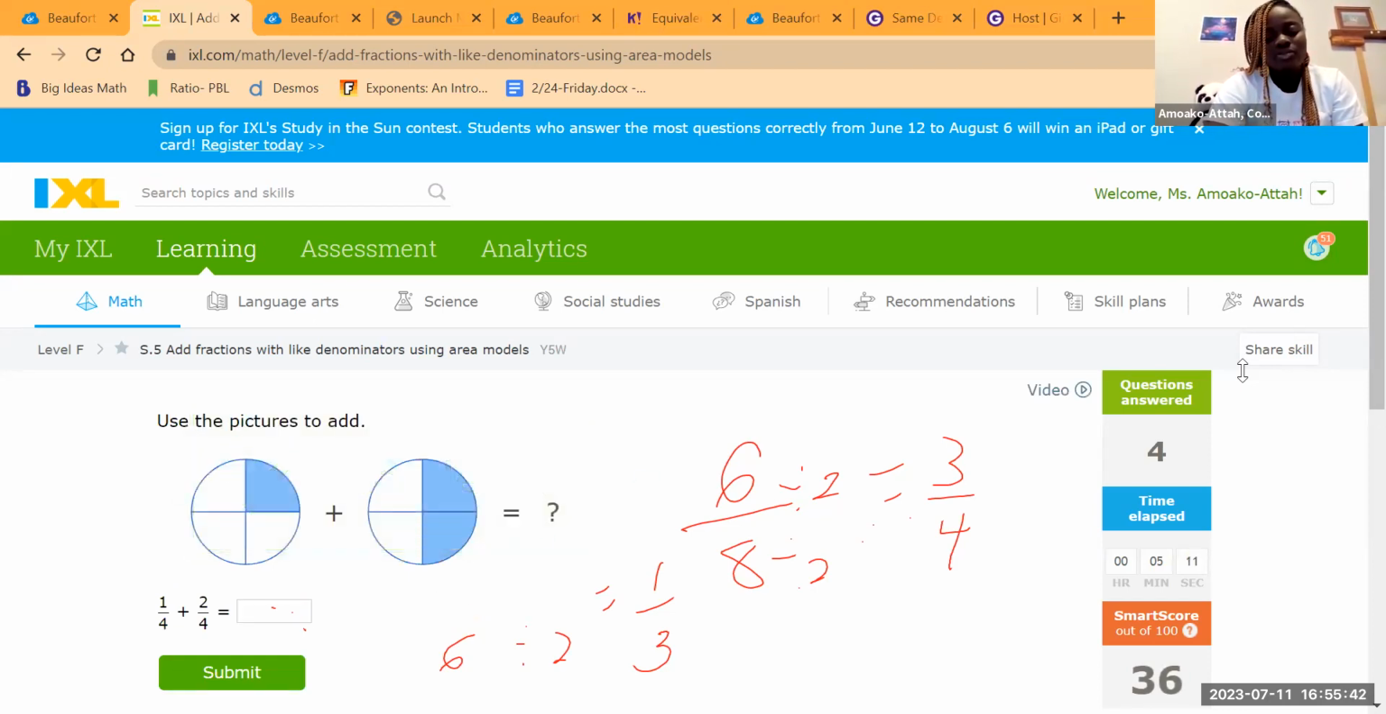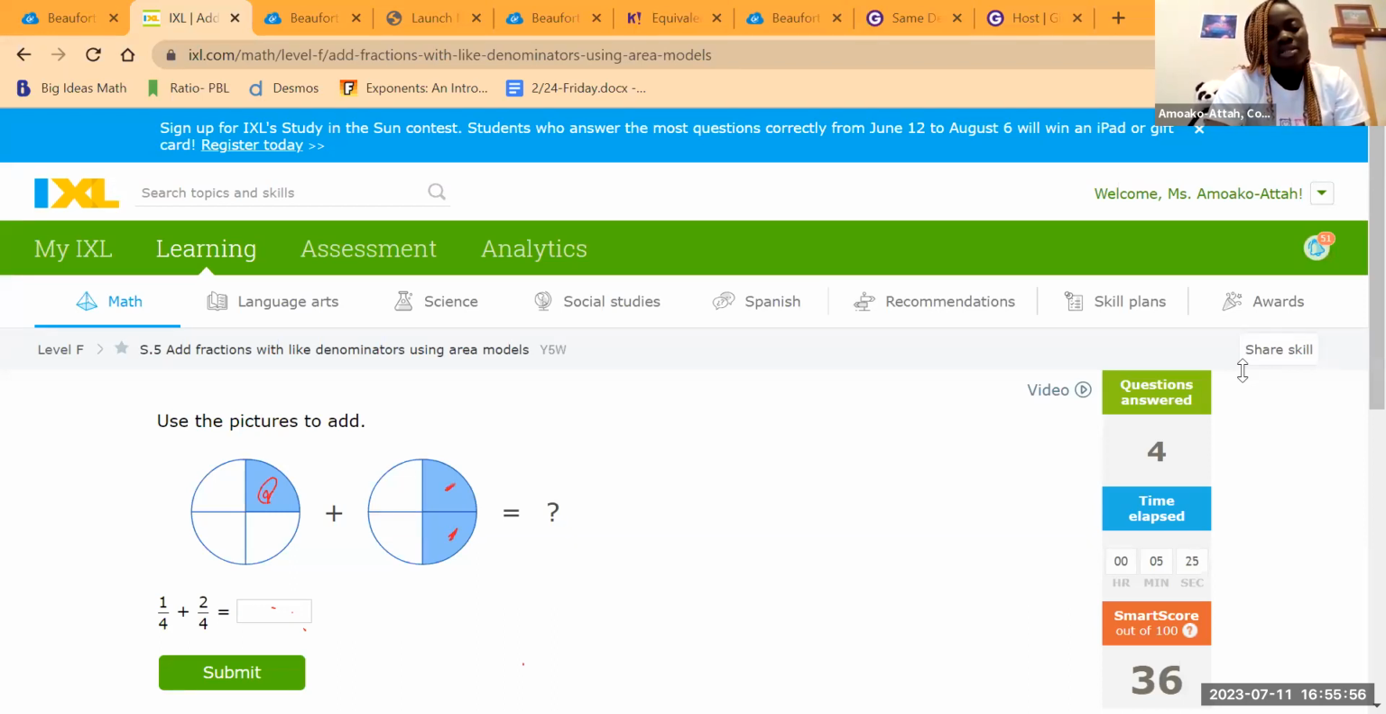Now let's come to this one too. As we did for the previous ones, we do the same thing to this one. We first count and add the shaded portions. So this is 1, this is 2, this is 3. So you are getting 3 shaded portions divided by the common denominator, which is 4, giving 3/4. You can't reduce 3/4, so you leave it as that. That is the simplest form of it. So your final answer for 1/4 plus 2/4 is 3/4.